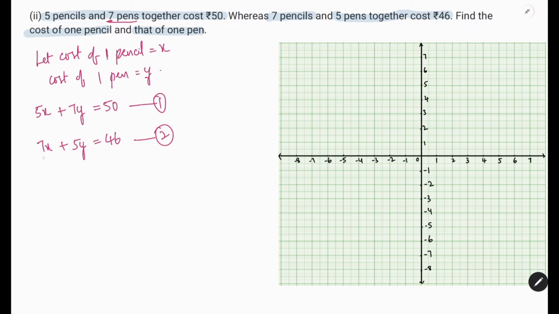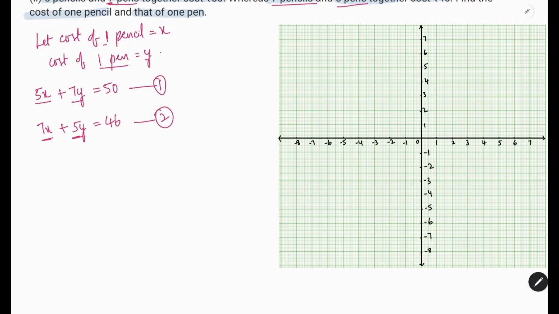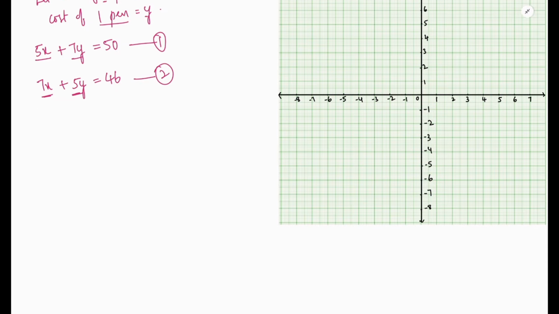See, 7 pencils, 7x, and 5 pens, 5y. Cost of 1 pencil is x and cost of 5 pencils is 5x. Cost of 7 pencils is 7x. Cost of 1 pen is y. Cost of 7 pens is 7y. Cost of 5 pens is 5y. Okay, equal to 50 and equal to 46. Now we will assume the values of x and we will find out the values of y.